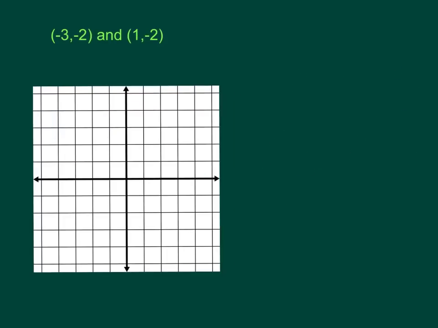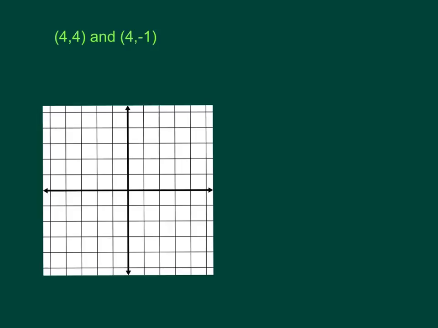Okay, let's plot these 2 points, -3, -2, and then over 1, down 2. If we connect them, you can see that the slope is neither increasing or decreasing, which means the slope is 0.